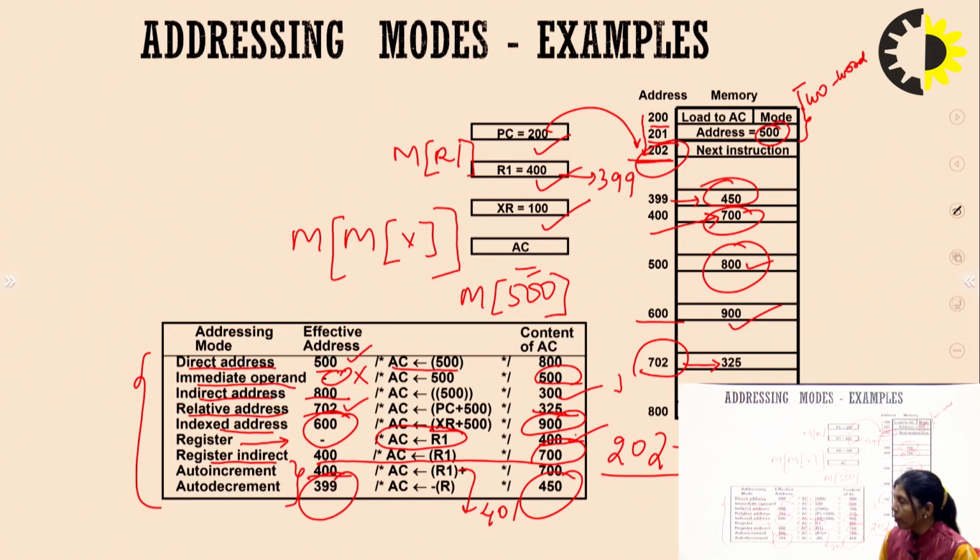So this was the example to explain the addressing modes in detail. I hope it was understandable.